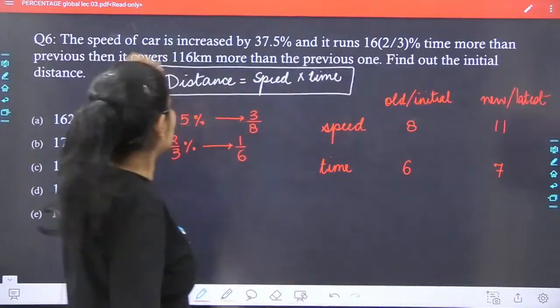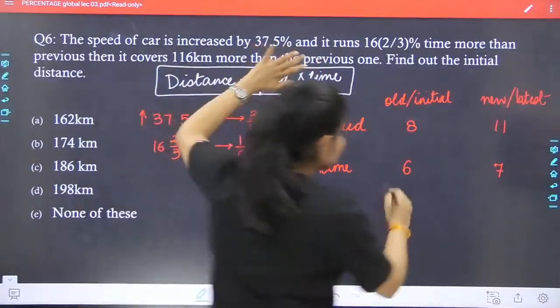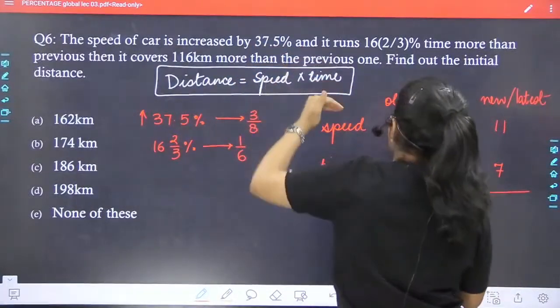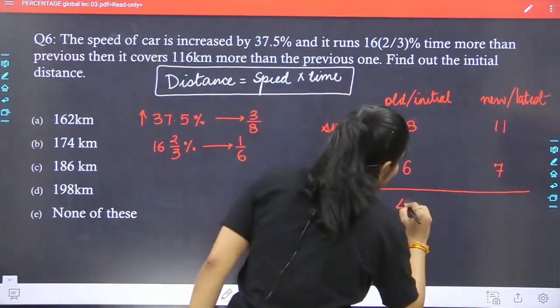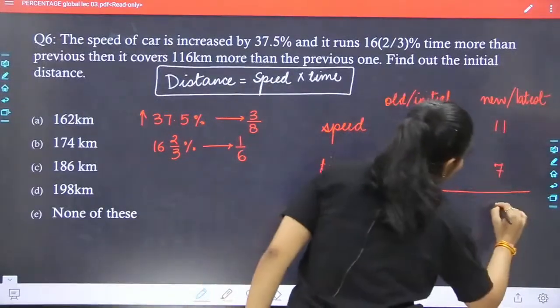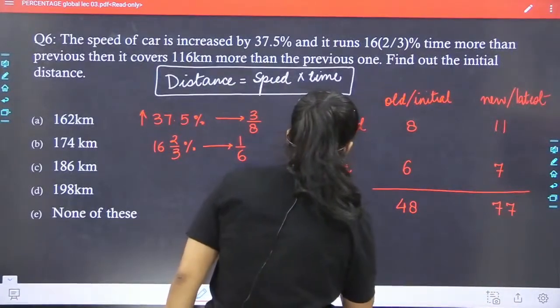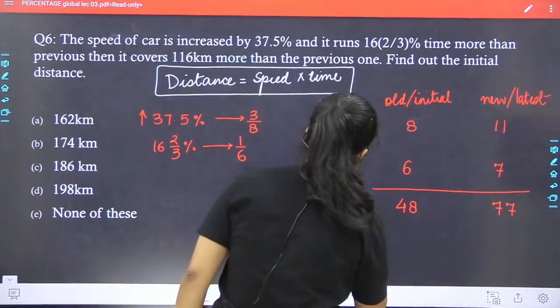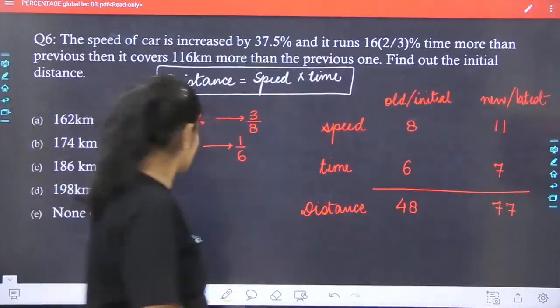Now we know distance equals speed into time. So to calculate the distance, we have to multiply these values. I'll get 48 over here and 77 over here, right? This is nothing but the ratio of distance.